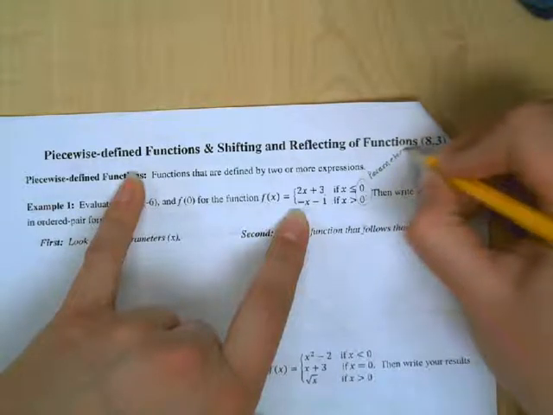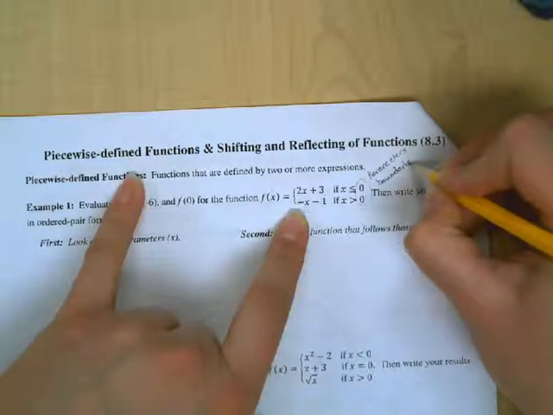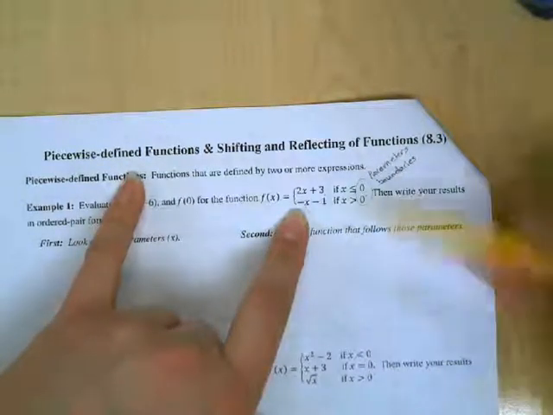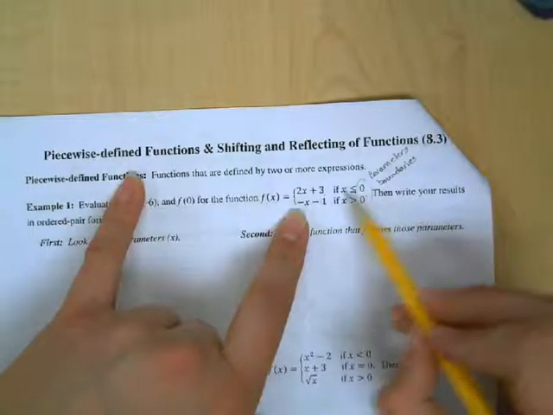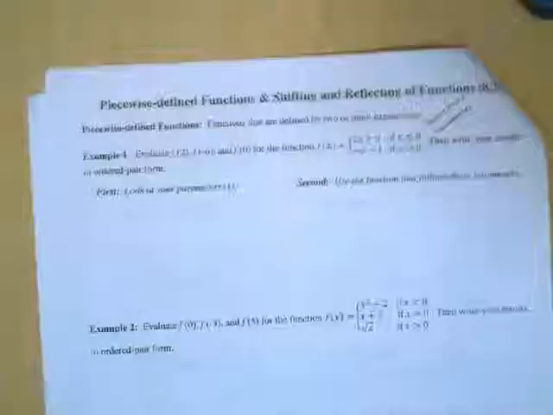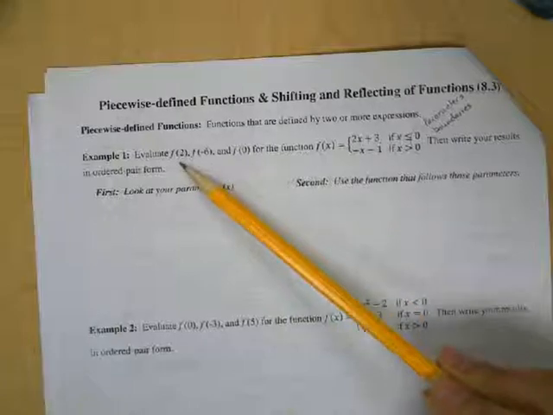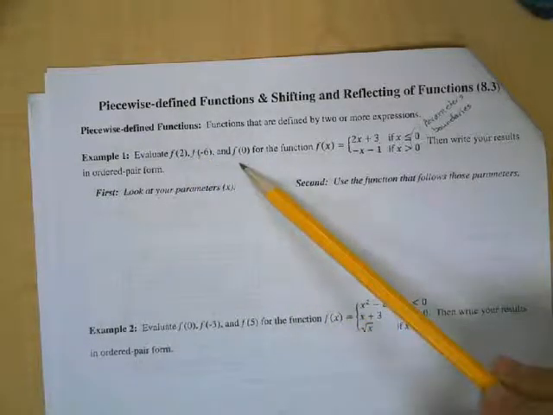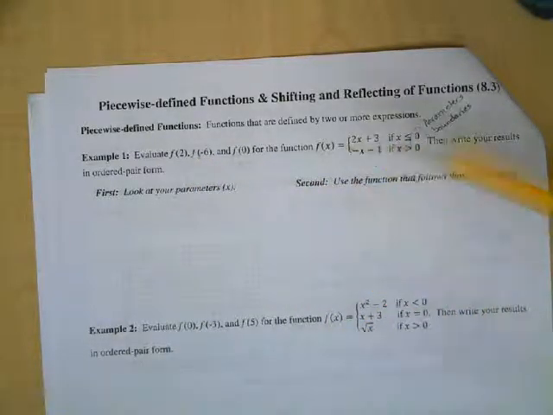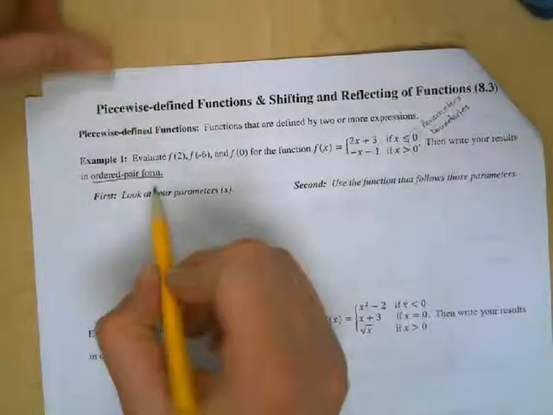So you've got these two parts, and this right here is called my parameters, or you'll hear me call them boundaries. They're actually parameters, but sometimes it's helpful to think of them as being a boundary. So 0 is going to be that boundary. I'm going to have a piece to the left of the boundary and a piece to the right of the boundary. If I want to evaluate f of 2, f of negative 6, and f of 0 for the function f of x equal to those two pieces, they want us to write our results in ordered pair form. We've already discussed how to do this in the first section.